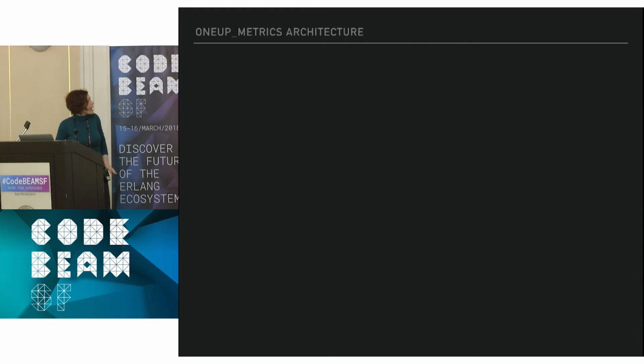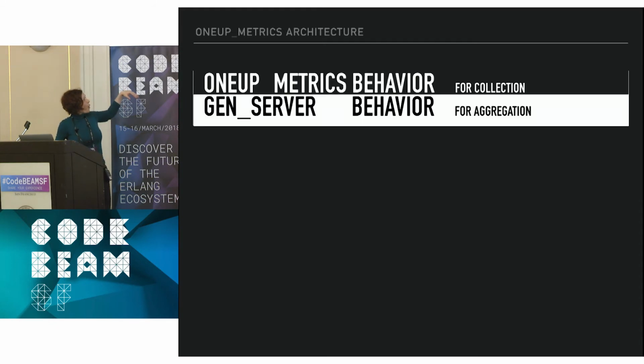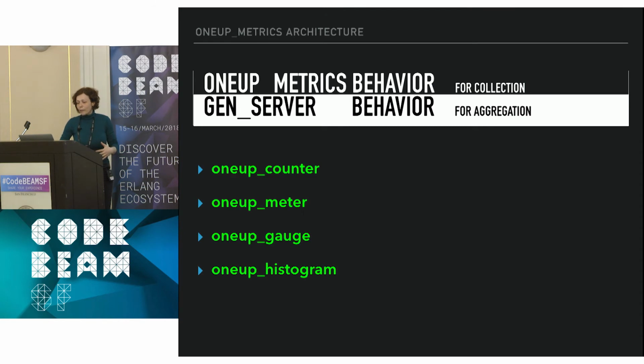So there are two sides of it, just like we discussed. There is oneup metrics behavior for collecting metrics, and then there is gen server behavior for aggregation. And we created 4 types. It's very simple. It has much less functionality than Xameter. It has only a counter, meter, gauge, and histogram. And histogram is actually very simple. It doesn't have a window of values. It's basically a Dropwizard-inspired calculation, just like meter. But I applied a similar logic to histogram.